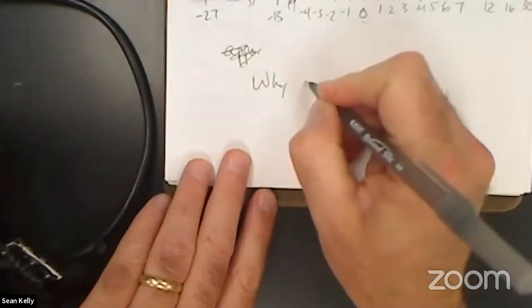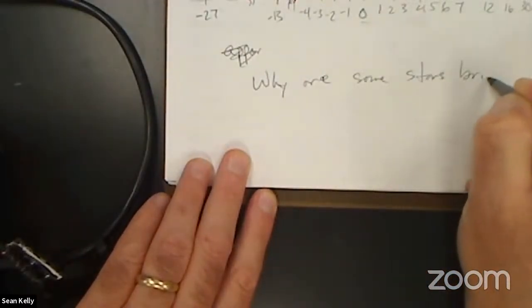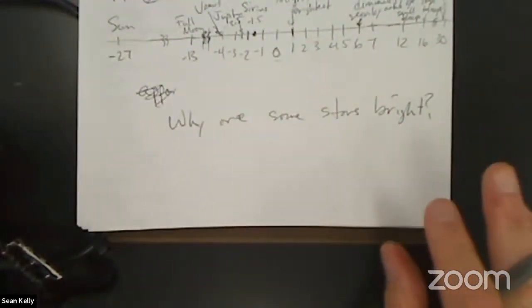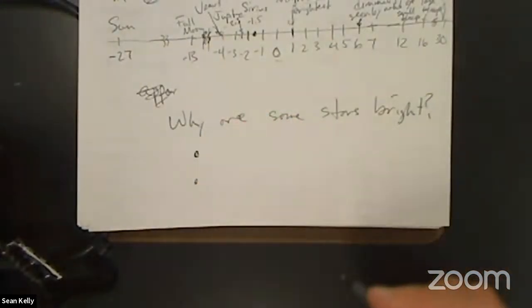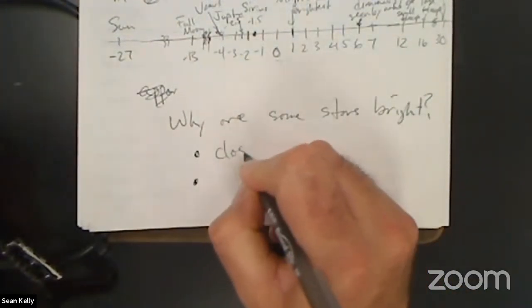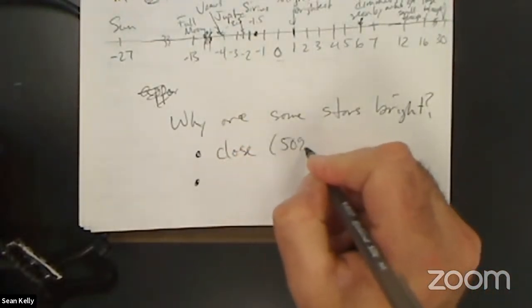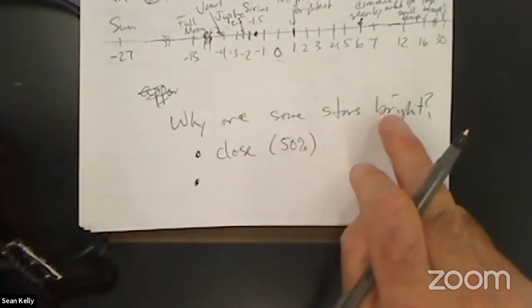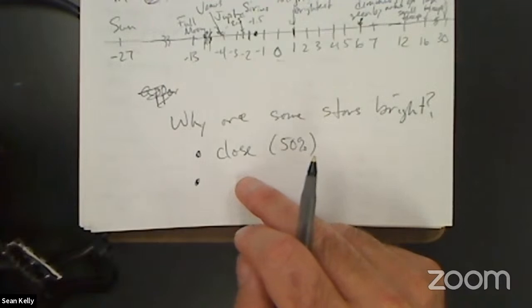If I ask this question, why are some stars bright? Okay, try to ask yourself that question. Why are some stars bright? The answer is, well, there's more than one answer. There's actually two different answers. One of them is that they are close, right? Well, about half of the stars are close to us, and that's why they're bright. But otherwise, there's another way that makes stars bright.